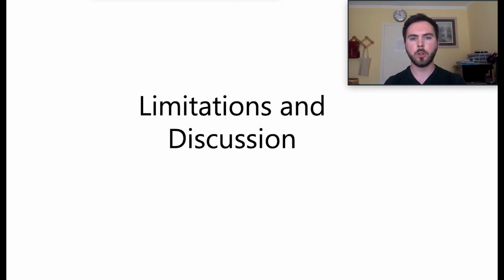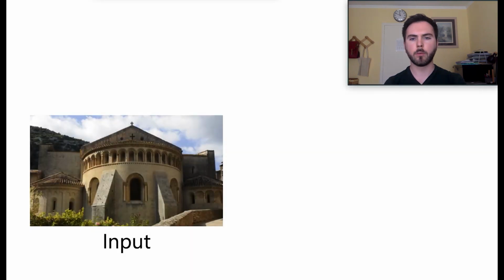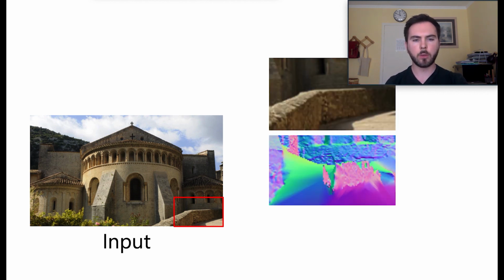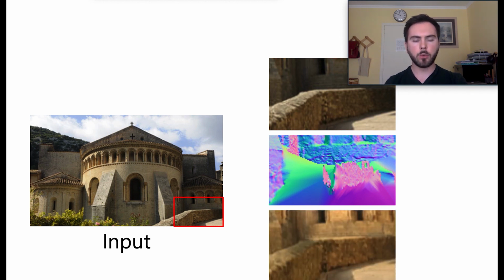Let's talk about limitations and open the discussion. Our method heavily relies on the fact that the geometry is somehow accurate. Here, the geometry is completely broken, as you can see on this normal map of the same region. Thus, we cannot remove the shadow nor synthesize good-looking images.